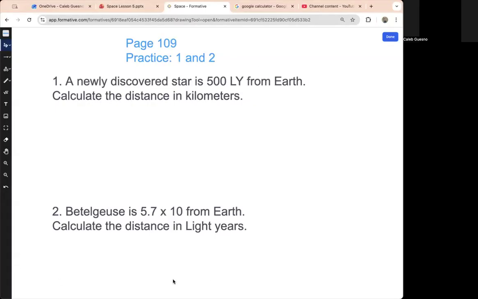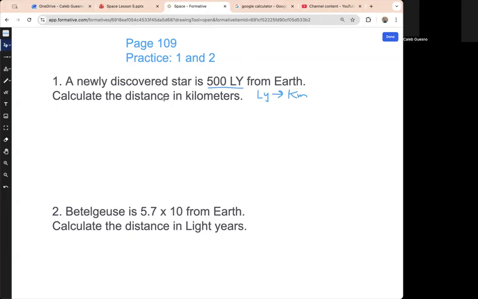Okay, this is a take up of page 109, question 1 and 2. A newly discovered star is 500 light years from Earth. Calculate the distance in kilometers. So, this is a conversion problem yet again, and they want to go from light years to kilometers.